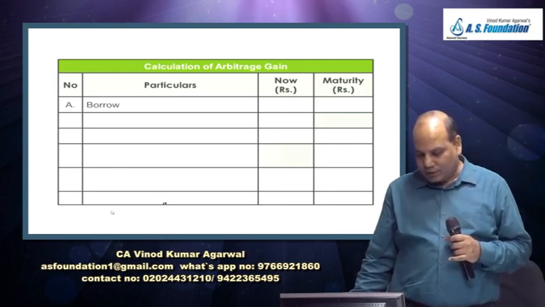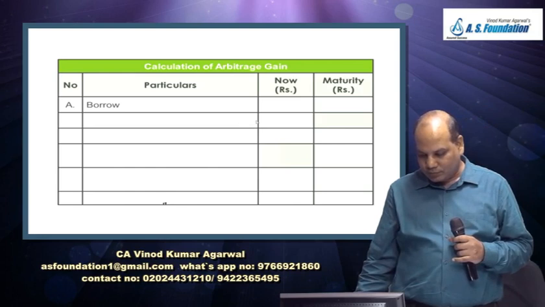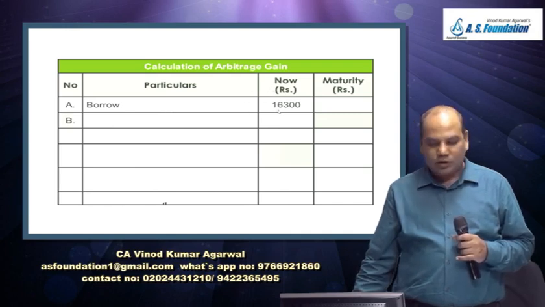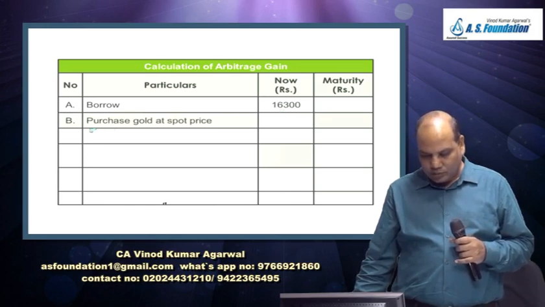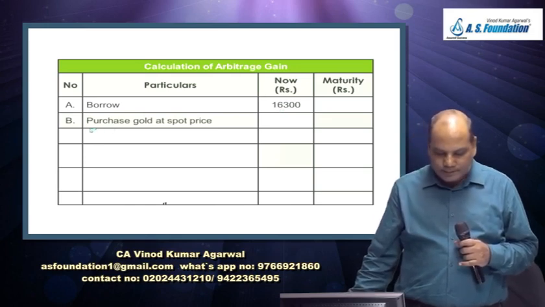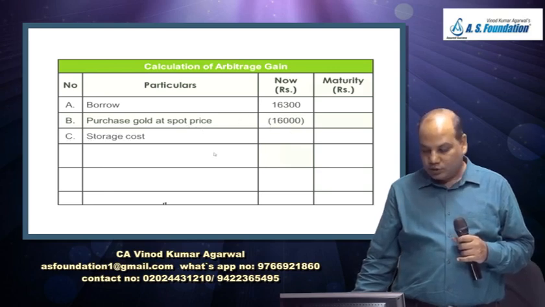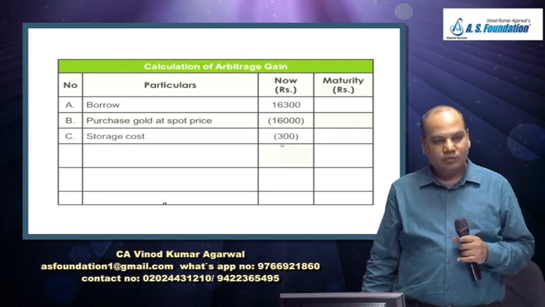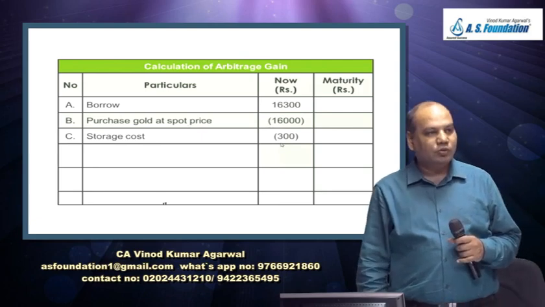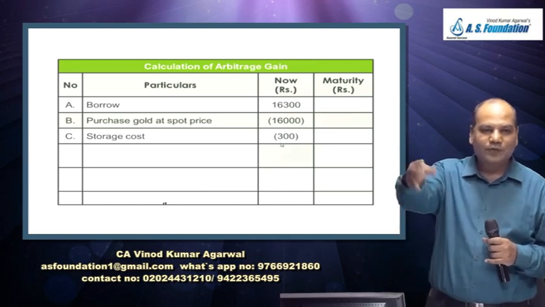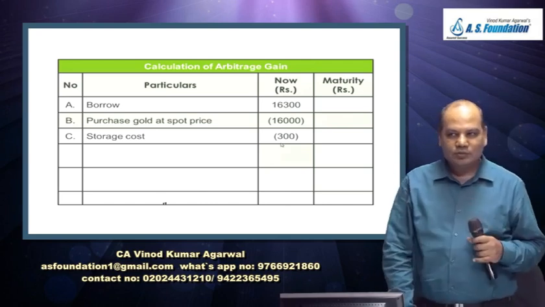So first point number A, borrow. First you write in now column borrow 16,300. Then in next line write B, purchase gold 16,000. Point C, pay storage cost 300. So what is your cash flow now? 0, because what you borrowed, you used it for buying gold and used it for paying the storage cost.